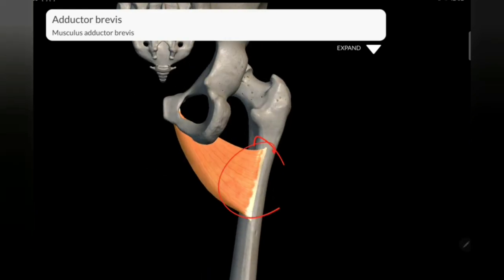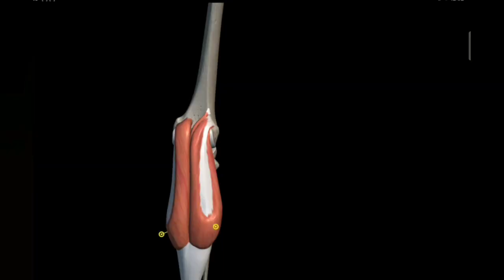Also the adductor brevis is getting inserted on the linea aspera. It is said that it is inserted on the line extending from the lesser trochanter to the upper part of the linea aspera. So this is how the insertion of the adductor brevis takes place.